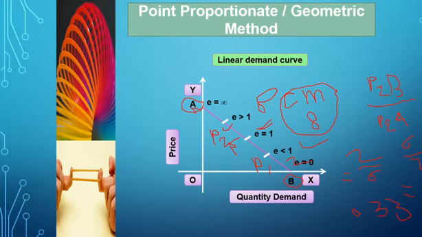At point A, the point elasticity is infinite because the upper segment is 0. Upper segment is 0, that's why it is a perfectly elastic demand. And at point B, the elasticity is 0 because the lower segment is 0. That's why it is perfectly inelastic demand.